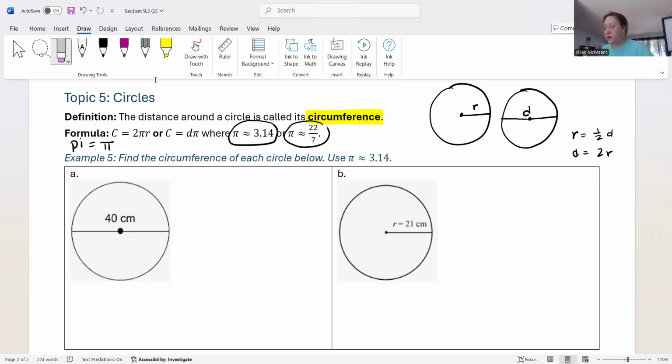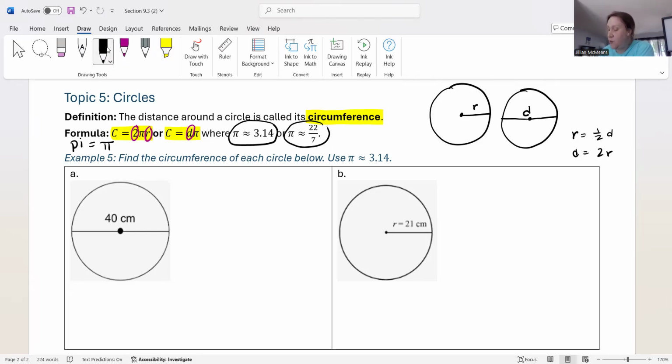Now, for example 5, it says find the circumference of each circle below. We have these two formulas, listed above. The circumference equals 2 times pi times the radius. And we also have that the circumference equals the diameter times pi. These are actually the exact same formulas because 2 times the radius is the diameter. So essentially, we're just taking the diameter and multiplying it by pi.